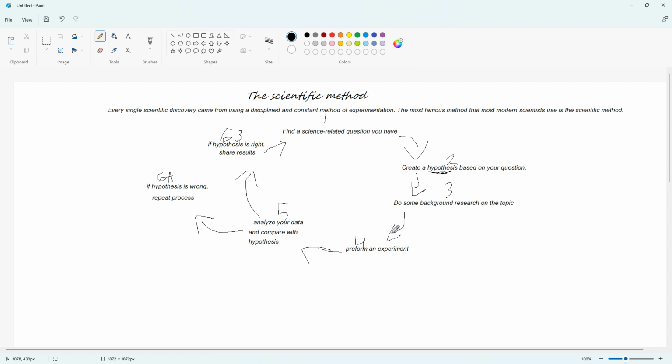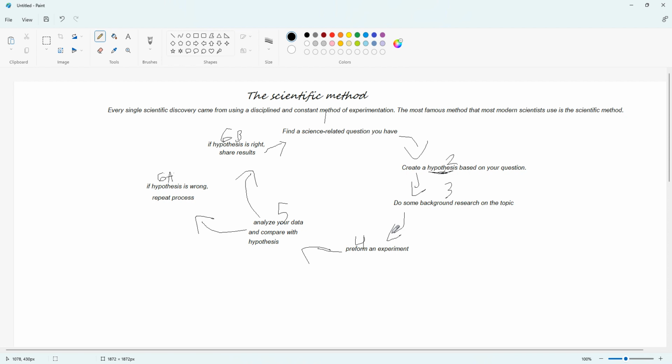So first, you should have a science related question. For example, why does ice cream melt on a hot day? That's a very basic one.